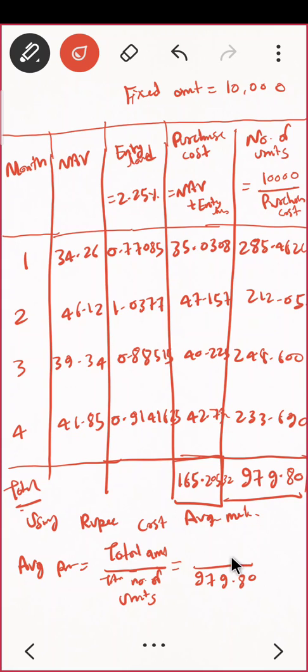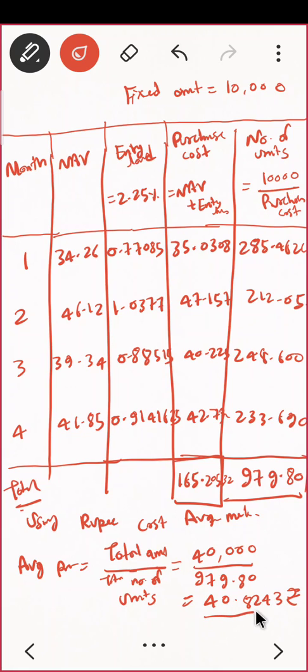What is the total amount? He's putting 10,000 every month. No, how many months? There are 4 months. So the total amount is 44. No, it will be 40,000. No, total investment. Yes, correct. And if you divide this, then you'll get the average price. It is around 40.8243 rupees.